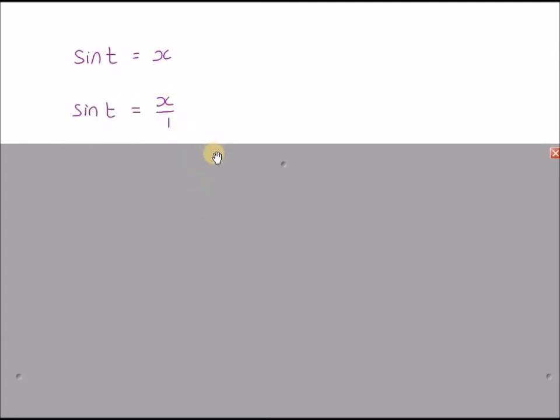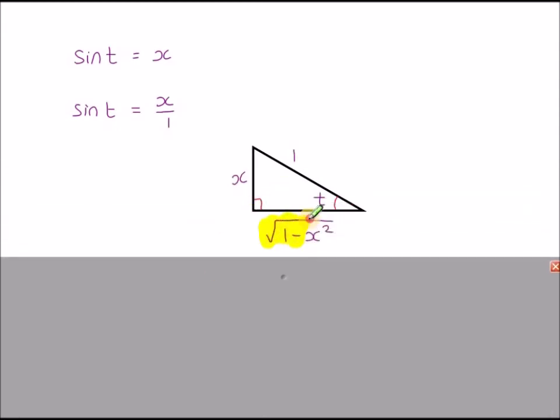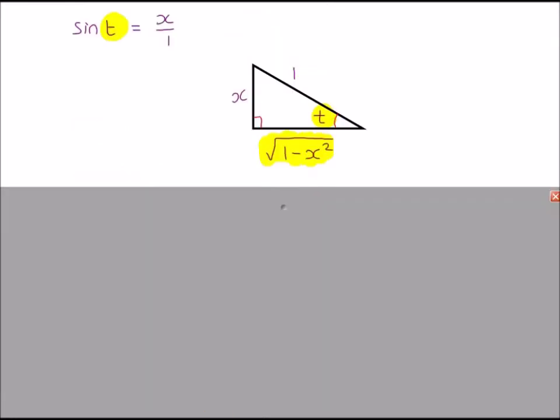If we represent this information in a right angle triangle and then work out the missing side, and our angle t is here, so this is using Pythagoras' theorem, then what we're looking for, which was cos t, the cosine of t is the adjacent over the hypotenuse. Now whenever we do the right angle triangle method, we get the ratio from the triangle, but we never get the sign of the ratio, whether it's positive or negative.